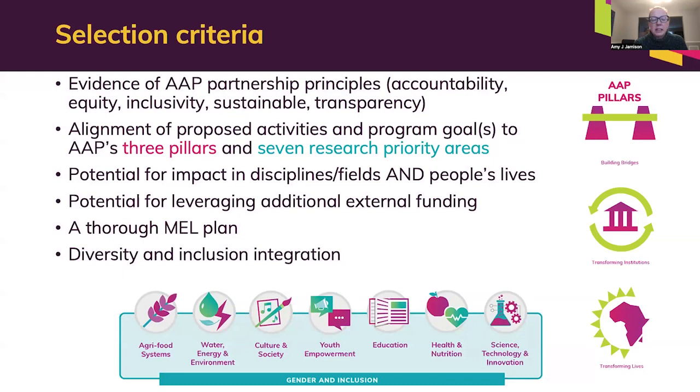Next, we want to make sure that the proposed activities would be aligned to AAP's 3 pillars and 7 research priority areas. As you see here, and as Tony highlighted earlier, we have our AAP pillars of building bridges, that's partnerships across continents, regions, sectors. We have transforming institutions, which is largely capacity strengthening and orienting institutions towards strong partnerships, and transforming lives. And then Tony went through our 7 priorities, which are all underpinned by cross-cutting gender and inclusion.